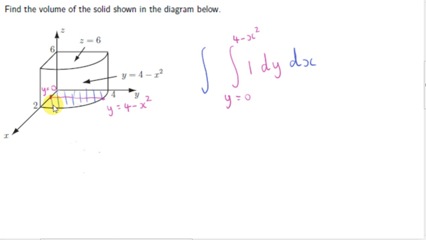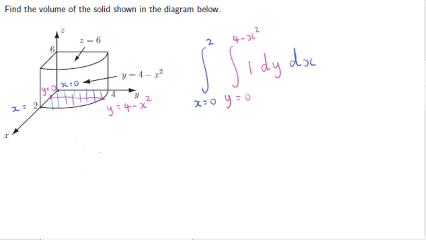So what are the limits of integration here? Well, we could start off here at 0 and go as far as x equals 2. So if we perform this double integral, we will have the cross-sectional area shown in blue here.